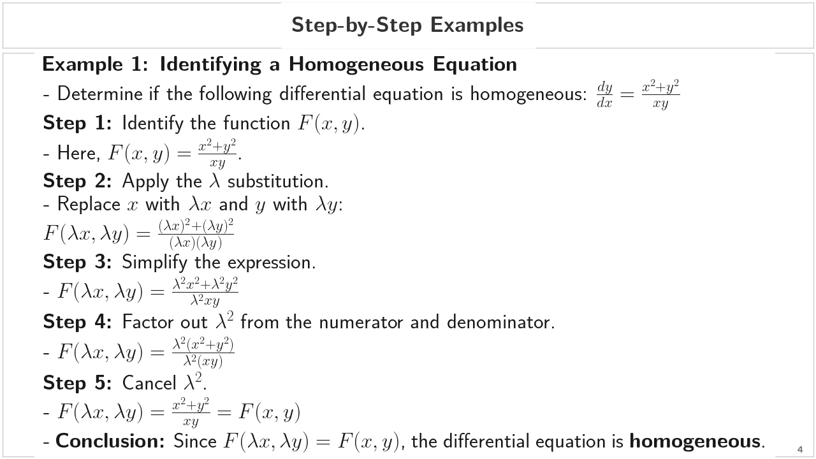So, looking at our conclusion, because our substitution resulted in the exact same function we started with, meaning f of lambda x and lambda y equals f of x and y, we can confidently state that this differential equation is indeed homogeneous. In the next slide, we will look at a counterexample where this substitution fails to produce the same result.